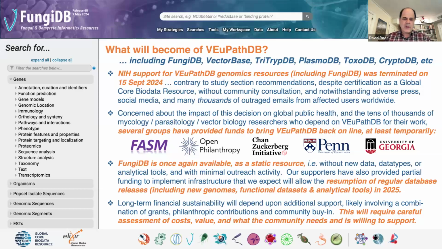There are several philanthropic organizations that have stepped up to provide funds that allowed us to bring VEuPathDB resources back online. And we can talk about what that means and what the costs for that are. But we're very grateful to the Foundation for the Advancement of Science and Medicine, Open Philanthropy, the Chan Zuckerberg Initiative, and the University of Pennsylvania and Georgia, which, in addition to providing some funding to backstop efforts, have also agreed to waive indirect costs for the duration of a transition period where we seek to achieve long-term financial sustainability.